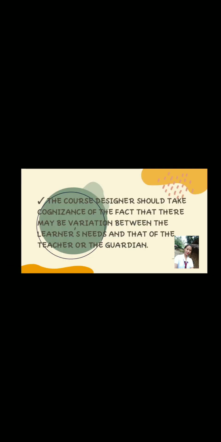So, this is the last slide of my report. The course designer should take cognizance of the fact that there may be variation between the learner's needs and that of the teacher or the guardian.